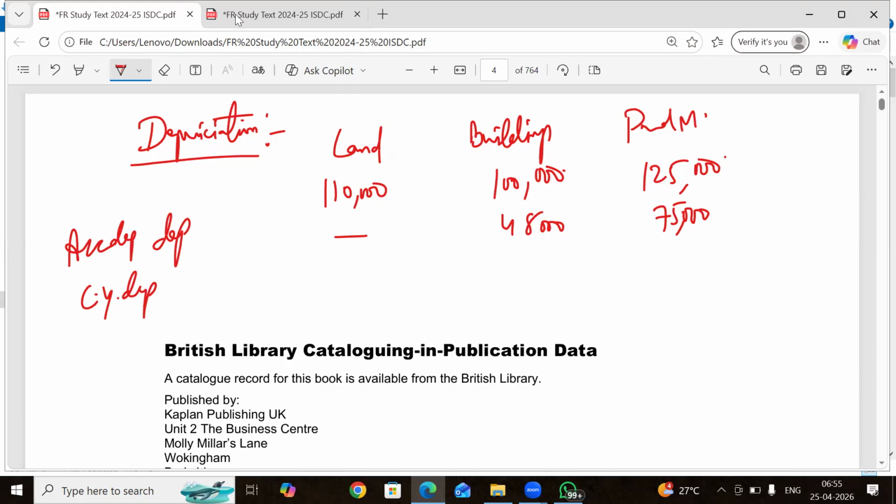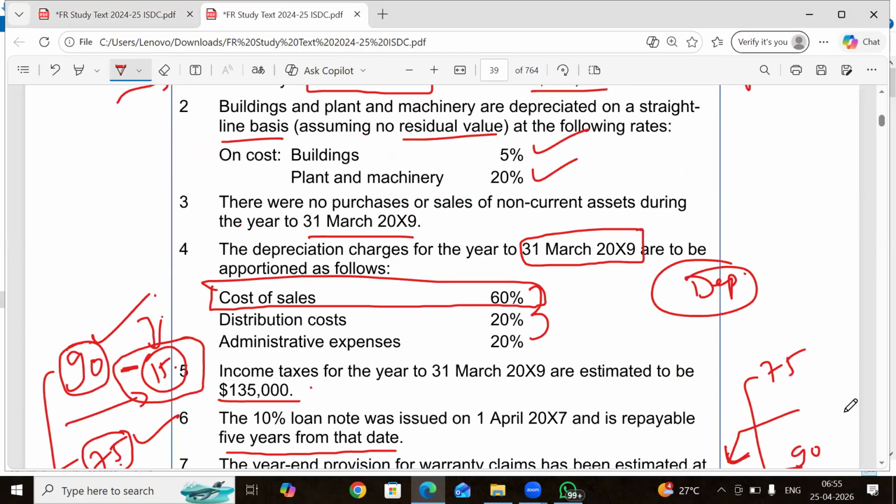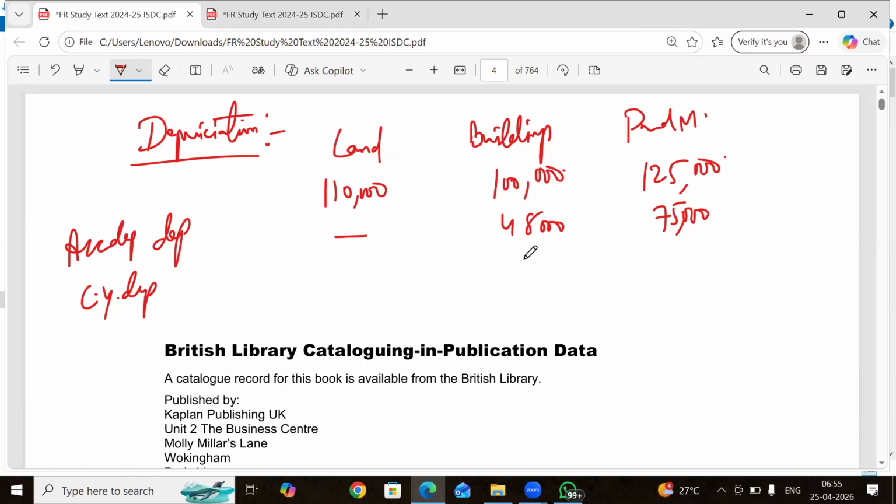Now, so 5%, 20%, let's do that. 5% of this will be 5,000. 20% of 1,25,000 will be how much? 25,000. So total assets are how much here? 48 plus 75.